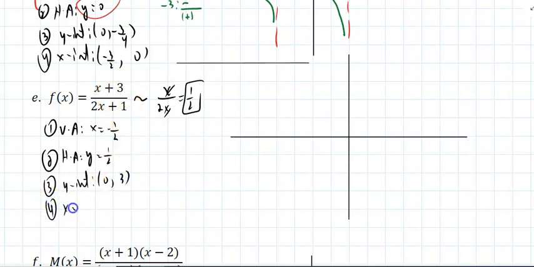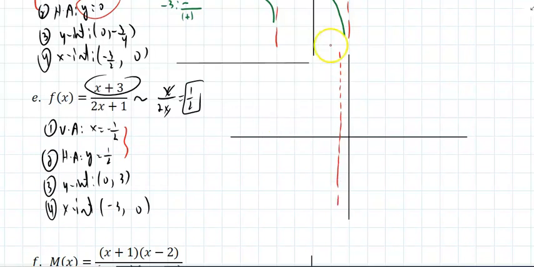And for x-intercept, a fraction equals 0 when the top equals 0. That happens at negative 3. So start with my asymptotes. X equal negative 1/2. Y equal 1/2.